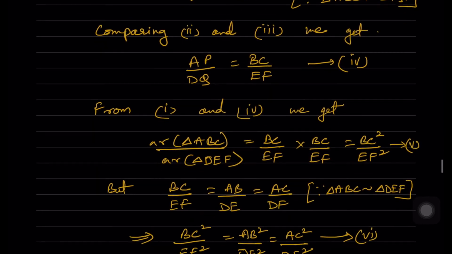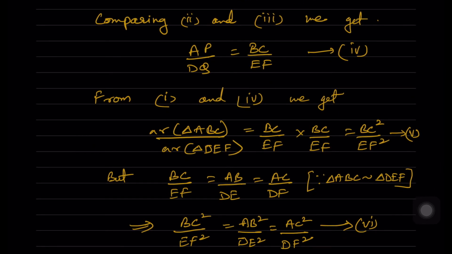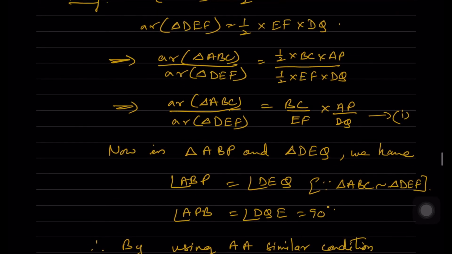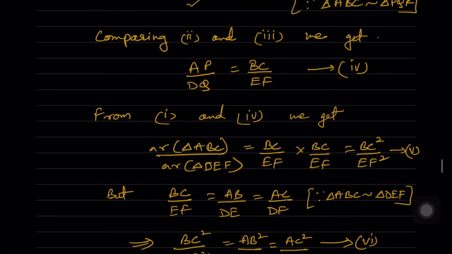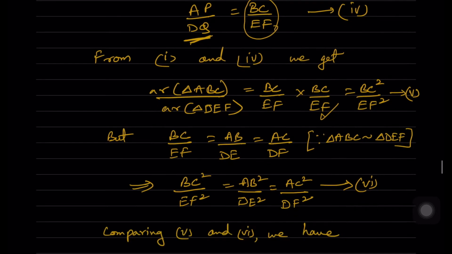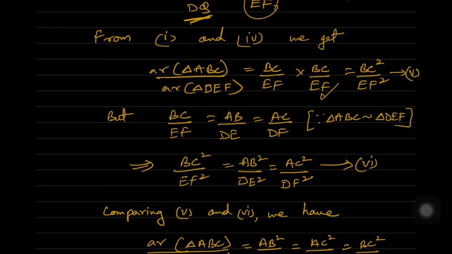So here, from 1 and 4, we get the area of triangle ABC by area of triangle DEF. In the place of this AP by DQ, we are going to write BC by EF here. So BC by EF into BC by EF is equal to BC square by EF square, that is the fifth equation. But we know that BC by EF is equal to AB by DE is equal to AC by DF, because both the triangles are similar.